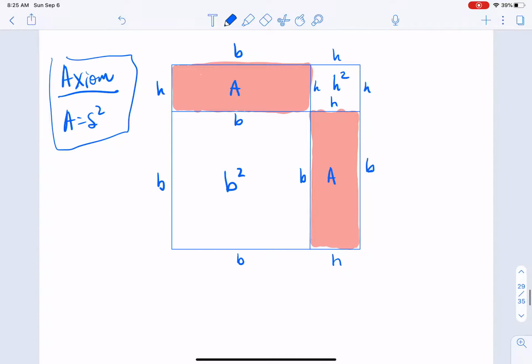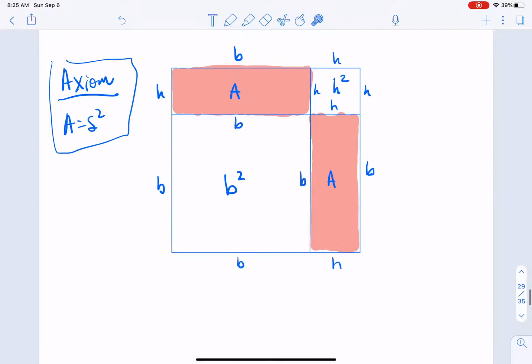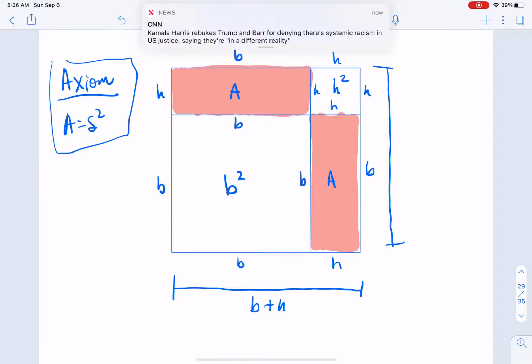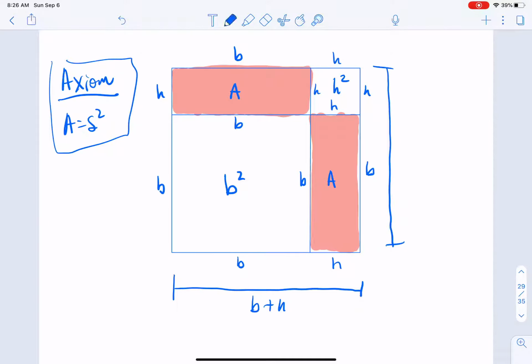Now, what shape is the whole entire thing? What did we start with? What is this whole entire shape? I believe that it is also a square, and all of its side lengths are B plus H, right? We got a B plus an H. Well, what about this other side over here? Well, we also have a B plus an H. And you can say that is true for all of the side lengths.